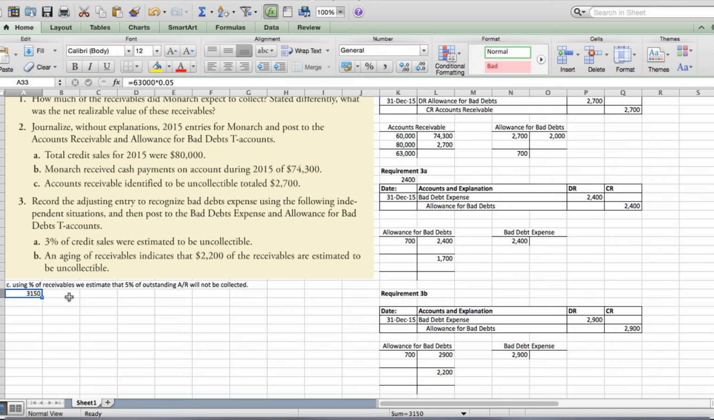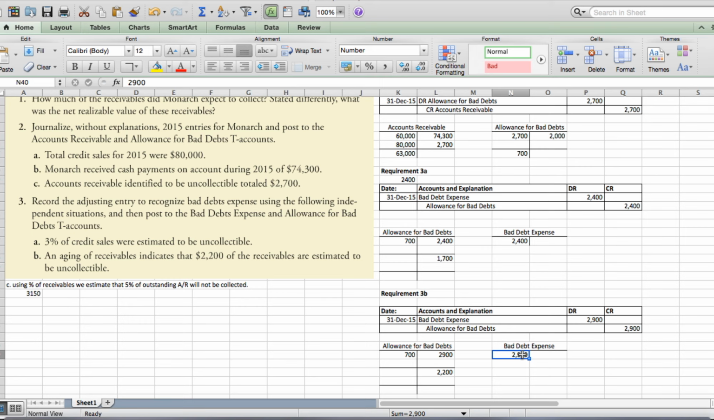So if that was my target, I would plug that in right here instead of the 2,200. I would find out what I need on the credit side to net out to 3,150. In this case, it would just be 3,850 here. And so you'd have 3,850 here, 3,850 here, and 3,850 here.